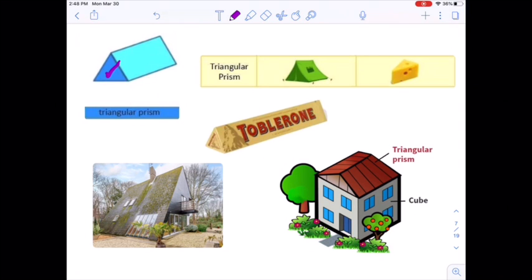And then I have two pictures of houses for you. This picture is a neat combination of a triangular prism and a cube. And you'll see a lot of houses that are shaped that way. A cube for the part that you live in and a triangular prism for the roof. How about this other house that's shaped like a triangular prism? That would be really cool to live in, wouldn't it?